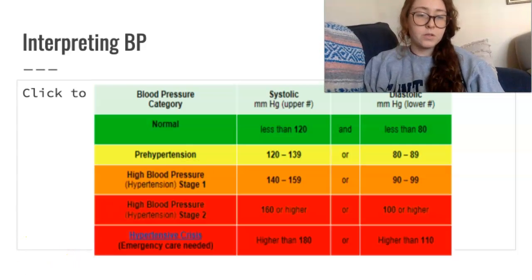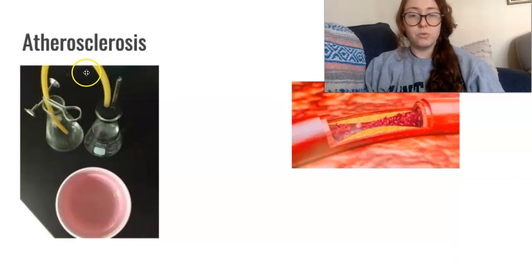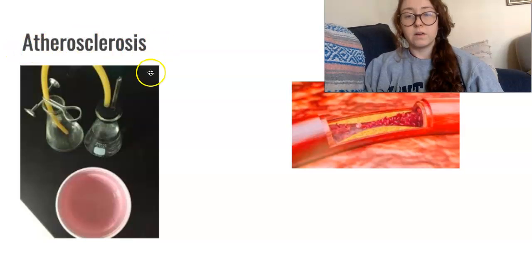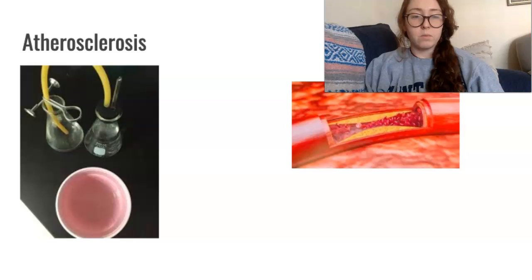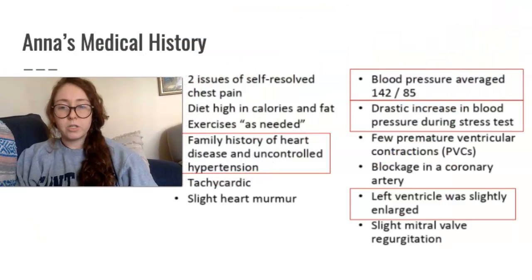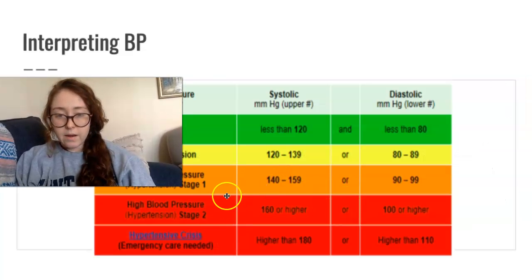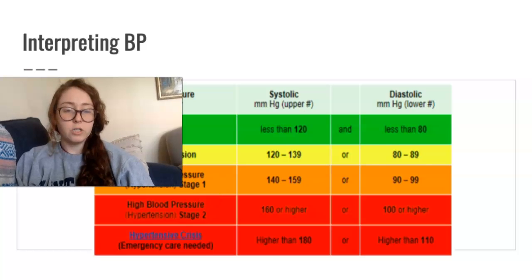Okay, so why would your blood pressure be high? Again, that's going to lead us back to atherosclerosis. If there's some sort of buildup in your vessels, that would cause an elevated blood pressure. So we know that Anna does have a high blood pressure. She's 142 over 85, which puts her in the stage 1 hypertension region.